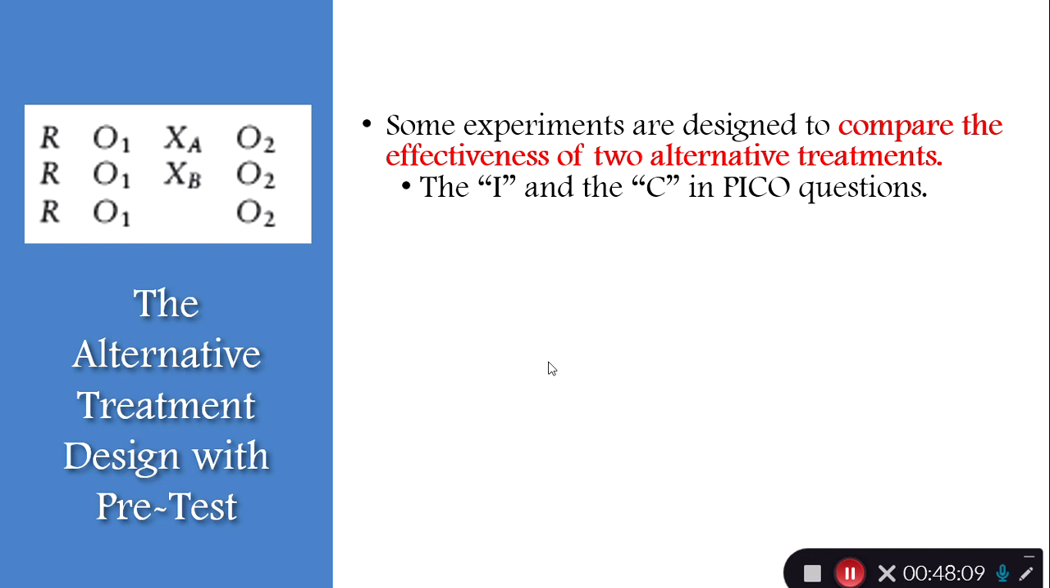So the alternative treatment design with pretest, okay? Some experiments are designed to compare the effectiveness of two alternative treatments. So this is the I and the C in our PICO question. We've been talking a lot about how some studies only look at the effectiveness of one intervention, and other studies look at the effectiveness of one intervention in comparison to another. So this kind of design allows for comparing two interventions to each other.